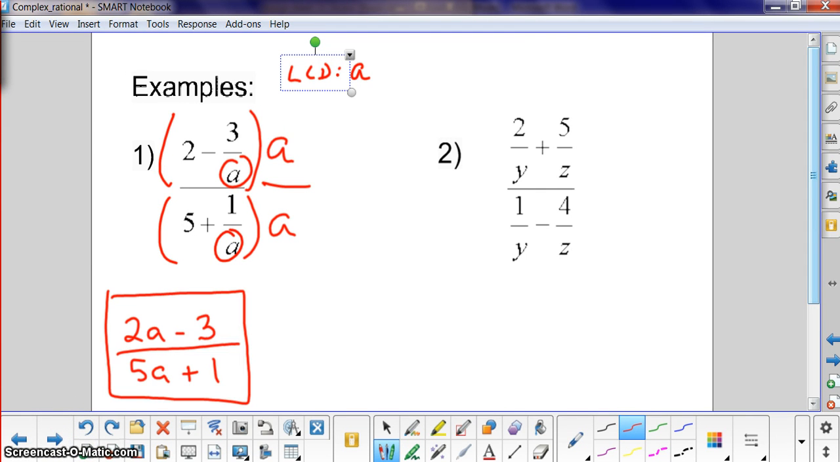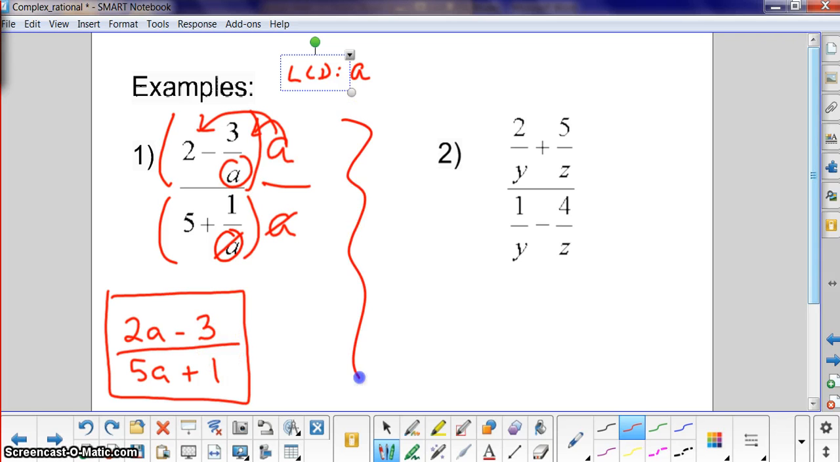Okay, so I distributed the a to the 2, I got 2a. I distributed the a to the 3 over a, those a's canceled, and I was just left with the minus 3. I did the same thing to the bottom, 5 times a. Here the a's cancel. I'm just left with plus 1. My final answer, since nothing can be factored out, is 2a minus 3 over the quantity 5a plus 1.